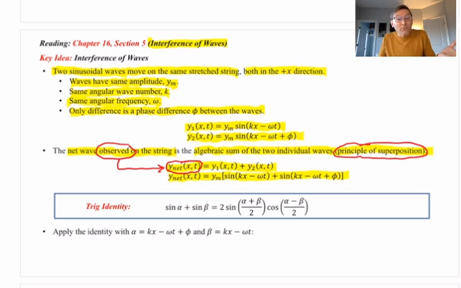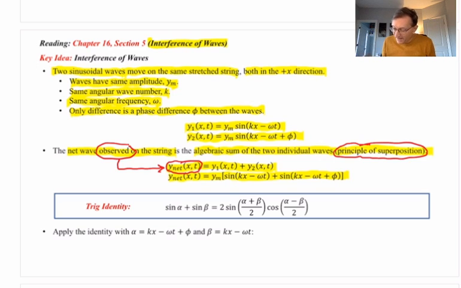That's the algebraic sum. Now, if that's where we stopped, there wouldn't be much that we learned from that. You can't just look at that expression and have some light bulb go off thinking, oh, I can see what that's going to be. Not even close. But a little trig identity will make all the difference.